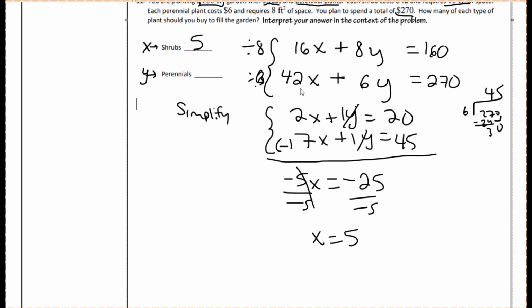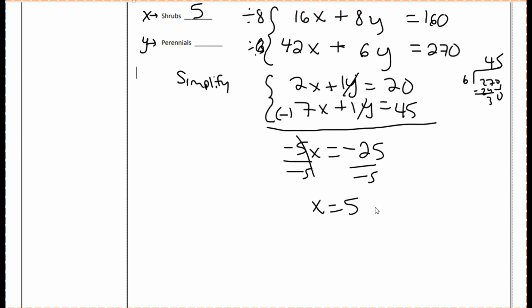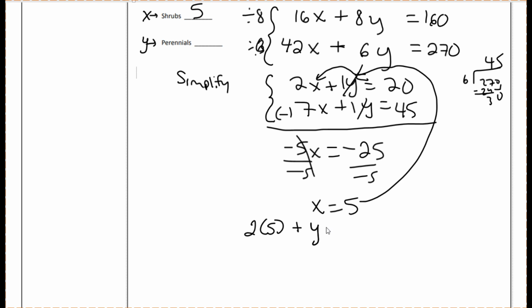Now we need to solve for the number of perennials. We can plug it into any equation that we want, but I'm going to plug it into one of the simpler equations, the top equation that's simplified. I have 2x plus 1y, and I plug it in for x. So I got 2 times 5 plus 1y is equal to 20. Now this is 10, so 10 plus y equals 20. I'm going to subtract 10 on both sides, and I'll have y is equal to 10.